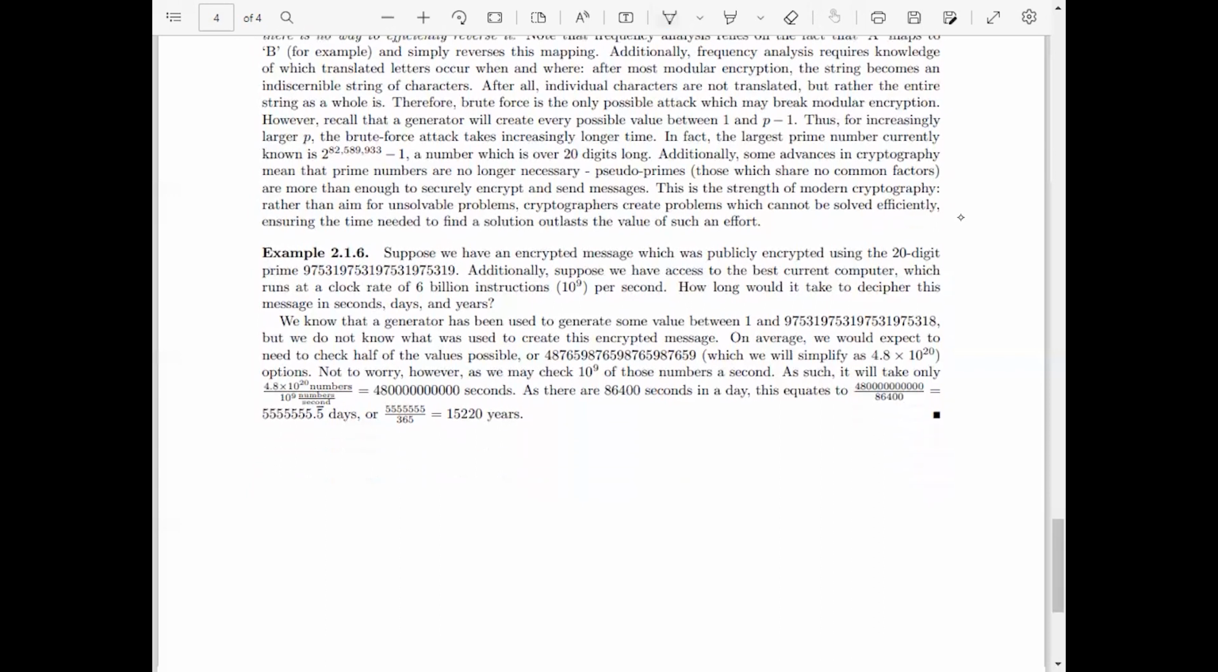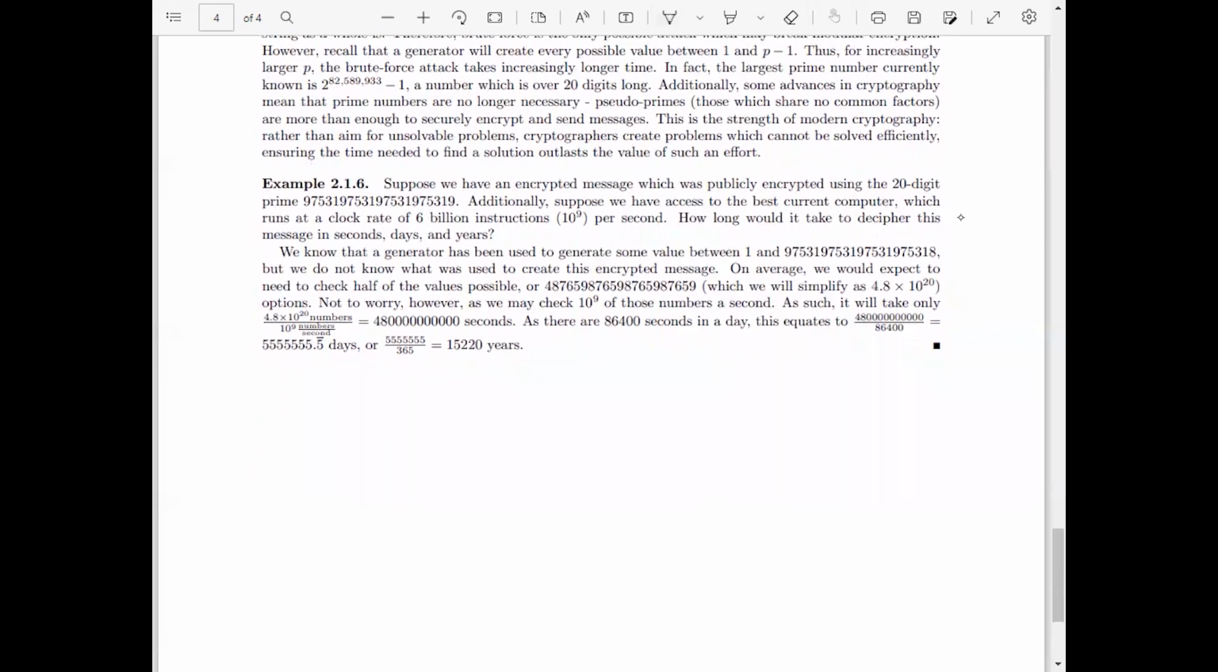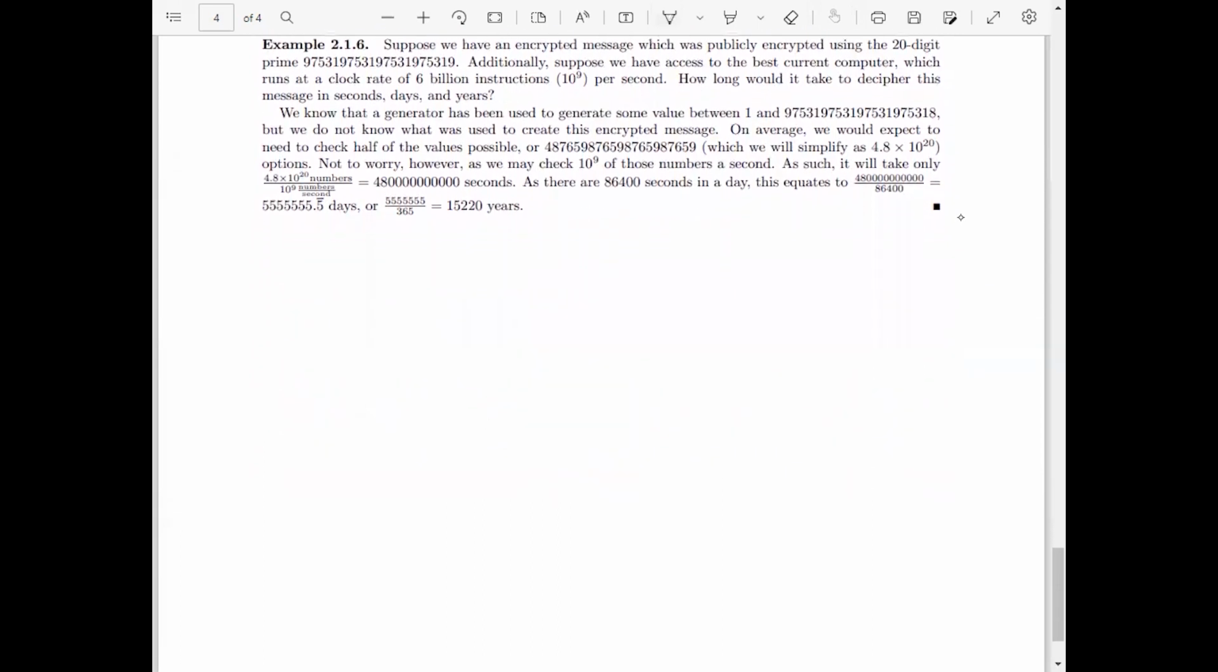And so to fully examine truly how difficult it is to brute force modern encryption, suppose we've received an encrypted message, which was encrypted using the Diffie-Hellman key exchange. It used a 20-digit prime number here. And we actually, in this case, wouldn't even necessarily need a generator because we have plenty enough solutions without needing to examine all of those. However, just for this example, let's assume that we do.